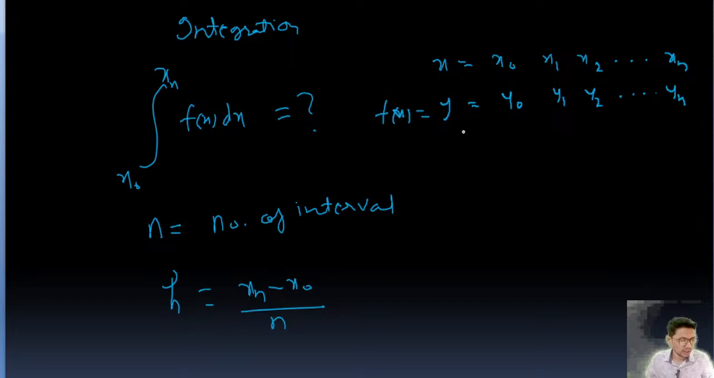Okay, so if we are given these values, we have to find the integration over one interval to second, right? Then we find the value of h, which is xn minus x naught, the last term minus first term, upon n, the number of intervals. So this is about the integration. Now I will solve a question by three different methods, but before that, I'll explain the trapezoidal method.